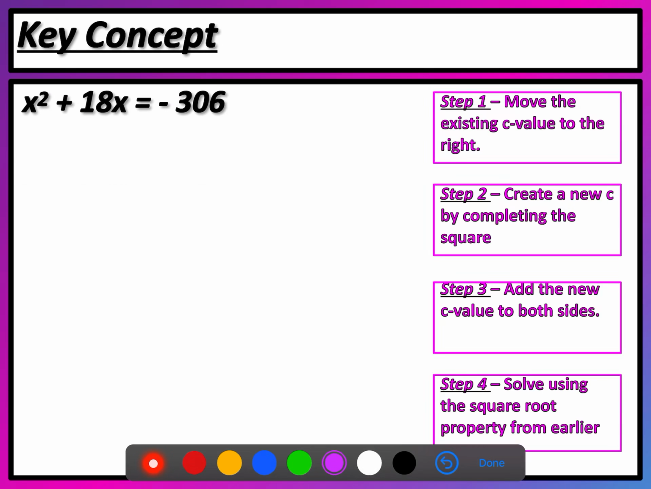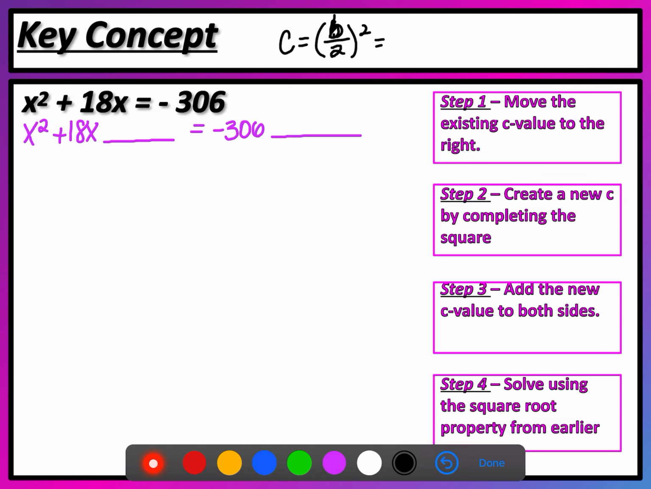Okay, so the C value has already been moved to the other side of the equation for me. I know right off the bat that negative 306 is not a perfect square. Okay, so I'm going to set up with a space for the C value I'm going to find in just a moment. Okay, that was nice. One less step. I didn't have to move 306. All right, so my C value, I'm going to do it up top, I guess.